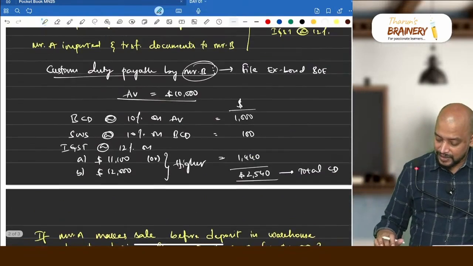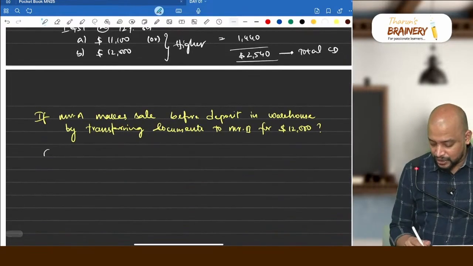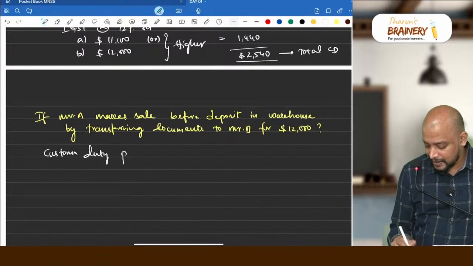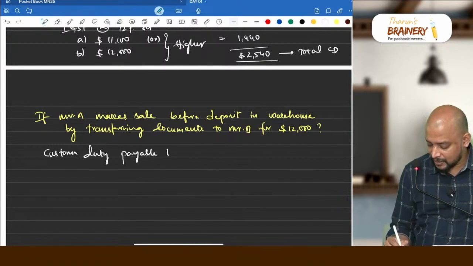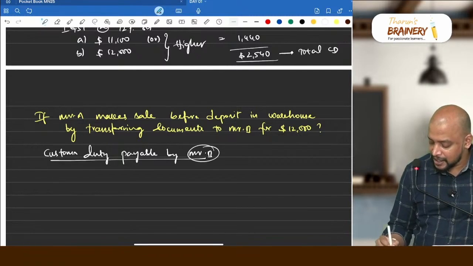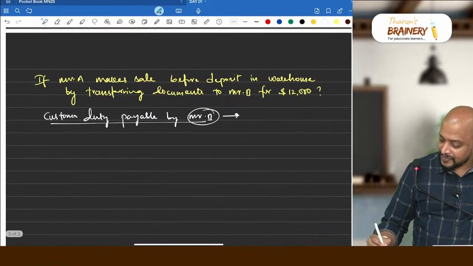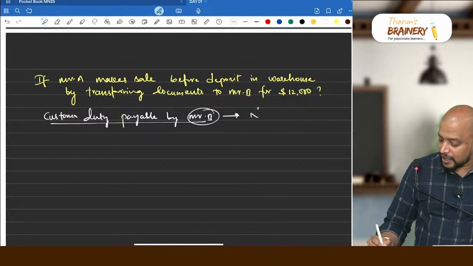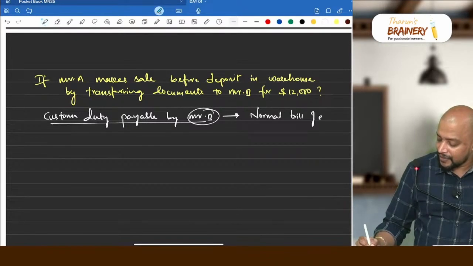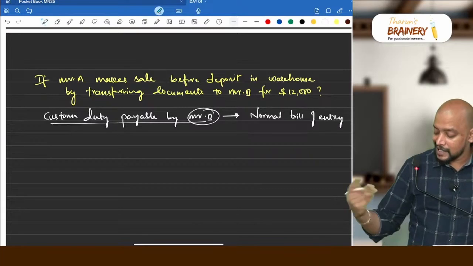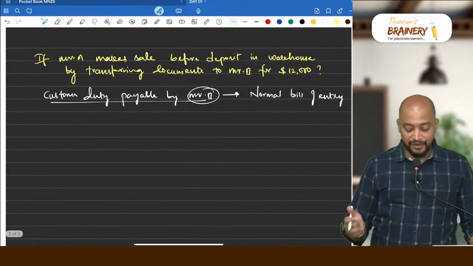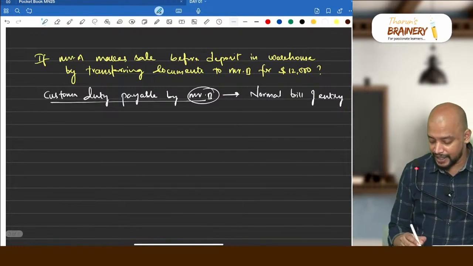Again, who will pay the customs duty? Same, customs duty payable by Mr. B. Because Mr. B should file which bill of entry? Normal bill of entry, not ex-bond bill of entry. Why normal bill of entry? Boss, it is not deposited in the warehouse; before the warehouse itself, he needs to file a normal bill of entry.